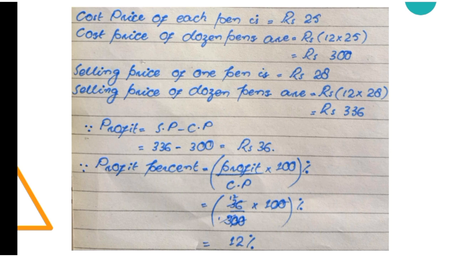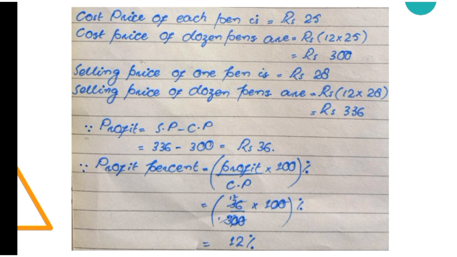Now selling price of one pen is rupees 28. Selling price of a dozen pens will be 12 multiplied by 28, which is equal to 336. Since selling price is greater than cost price here, we'll have a profit, and the formula of profit is SP minus CP. SP is 336 minus CP is 300. When we subtract 300 from 336, we get 36 rupees. So profit is 36 rupees.